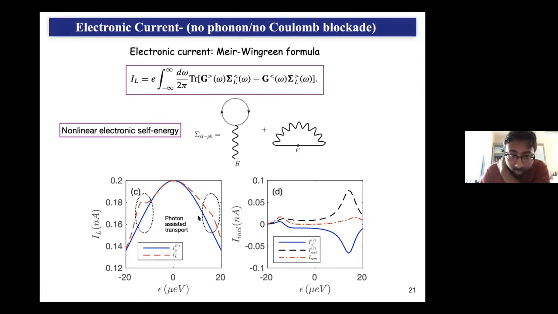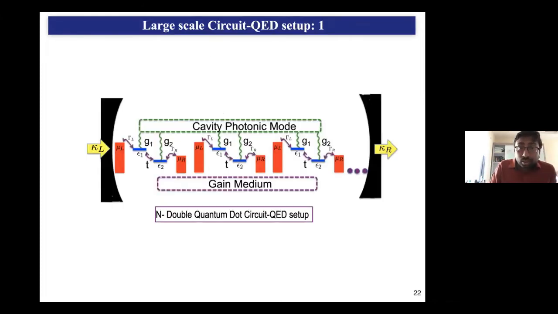If you look at the blue, that is essentially without the light-matter coupling, so that's g equal to 0. But if you turn on the light-matter coupling, at least to the lowest order, what you see is this asymmetry in your current. This is essentially telling you that there is an inelastic process going on, or in other words, there is photon-assisted transport, and that's the signature that you see in your current as a function of epsilon.